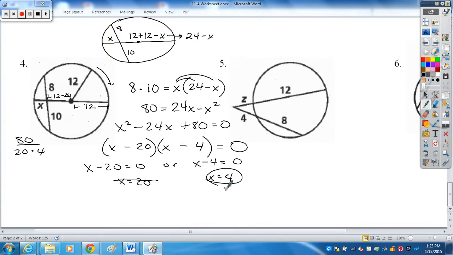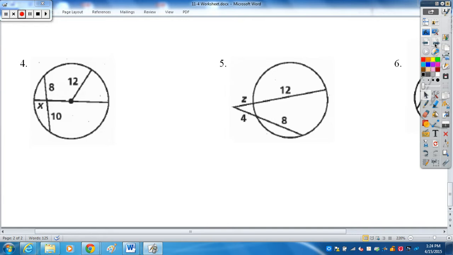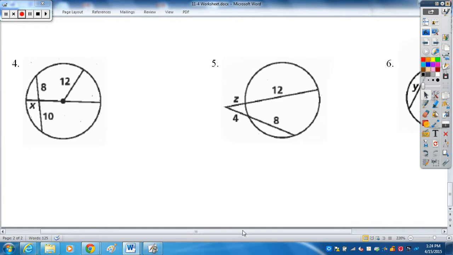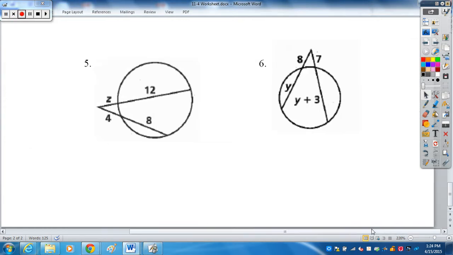Okay? So, looking at number 5, I would like you to go ahead and try to set this one up on your own. Pause your computer for a second. See if you can set it up on your own. The algebra is kind of tricky, I'm going to be honest with you, but the setup is not very hard. So take a moment and pause your computer.